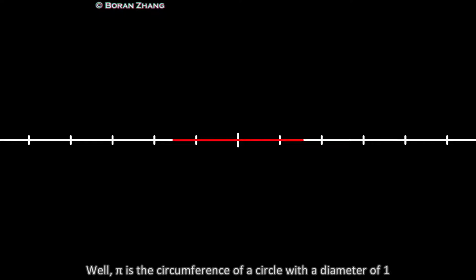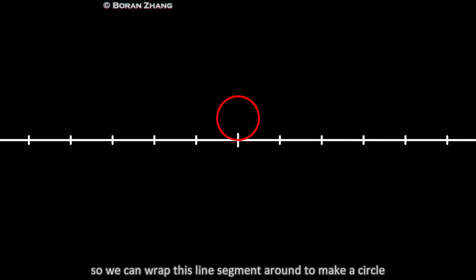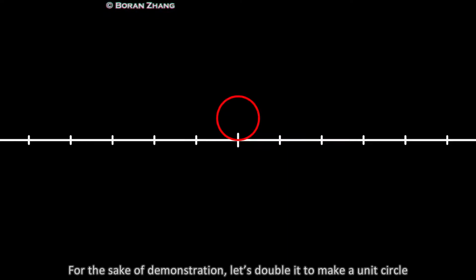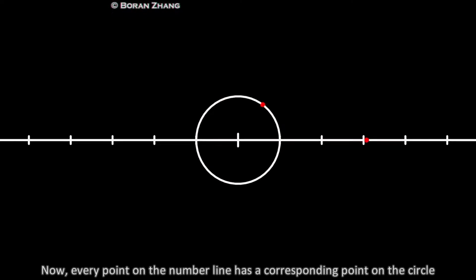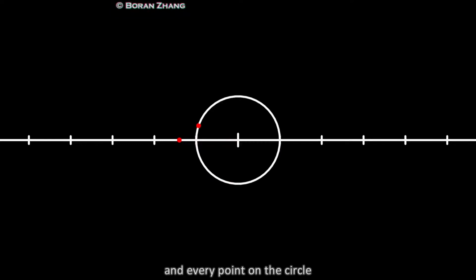Well, pi is the circumference of a circle with a diameter of 1, so we can wrap this line segment around to make a circle. For the sake of demonstration, let's double it to make a unit circle. Now every point on the number line has a corresponding point on a circle, and every point on a circle, well, not exactly the same.